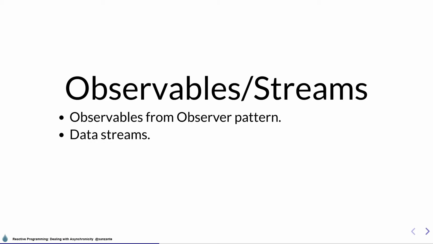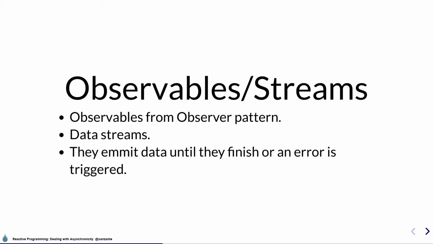Because of this, we have the marble diagrams. That is a way to explain what an observable does over time, and they are important to understand how they behave. Well, I forgot to say that they emit data until they finish or an error is triggered. Not like, for example, promises, which resolve once. Observables are just emitters of data, okay? Until they finalize or they have an error.